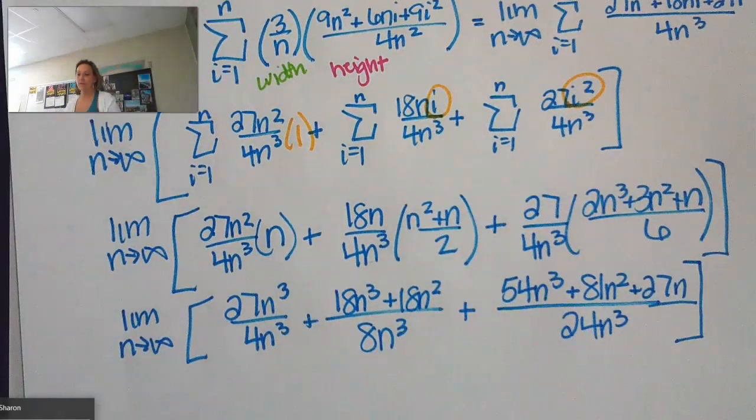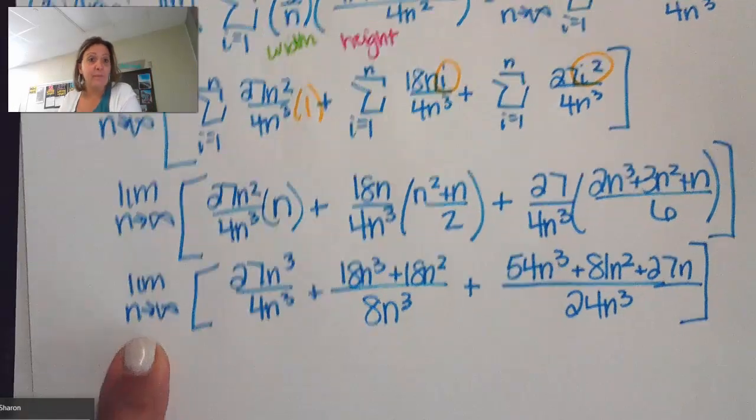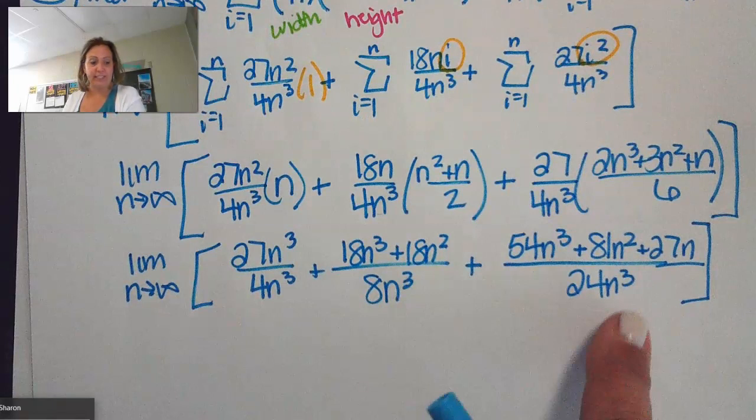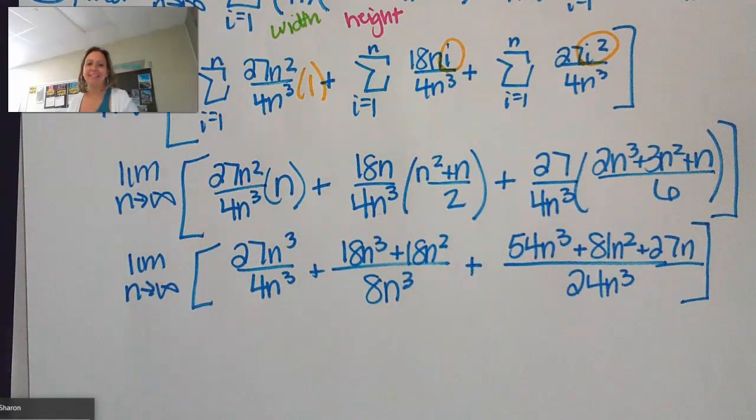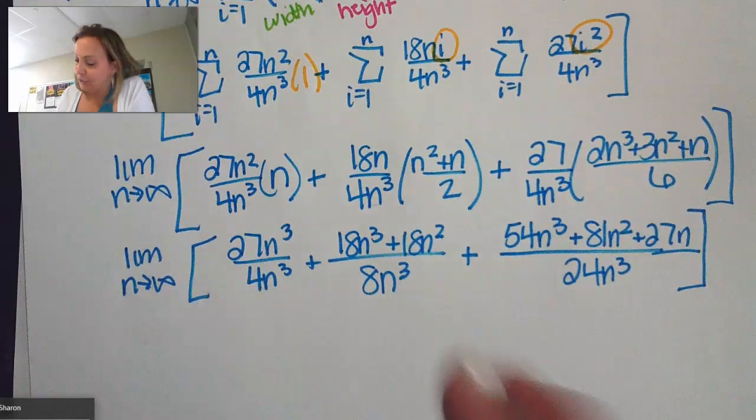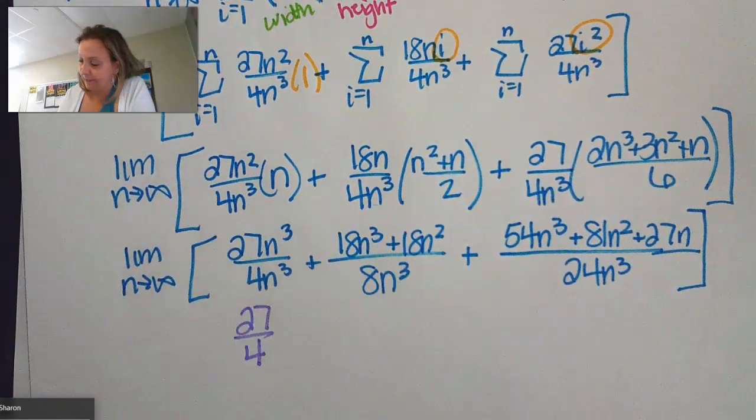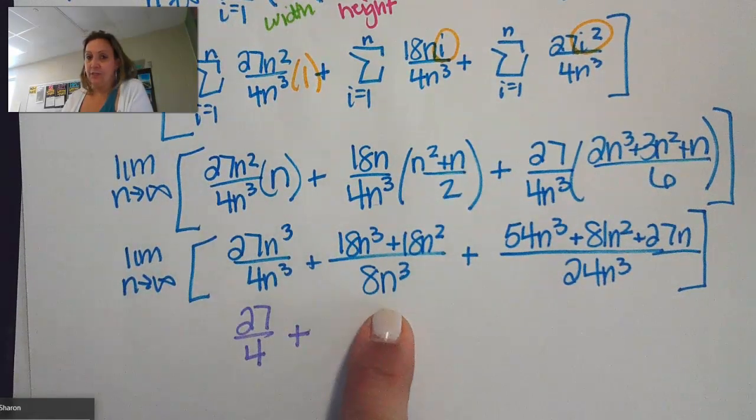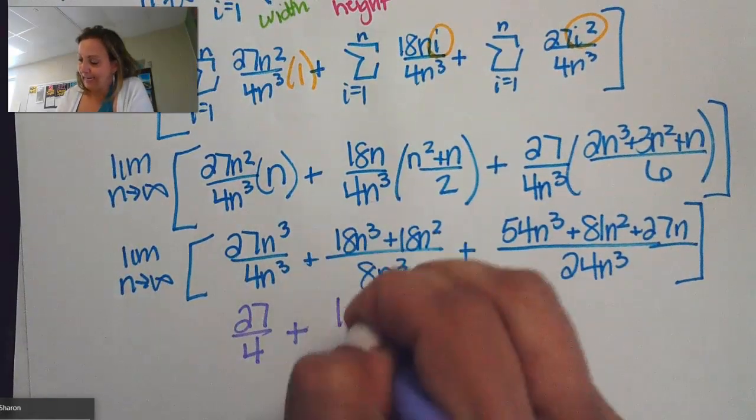Okay? So, I know that I could make a common denominator, but I'm going to know that I can actually take, using the properties of limits, the limit of each of these and add them up, right? And then worry about the denominators later. So let's do that, you guys. Let's take the limit of each of these. Let's take the limit as n goes to infinity of this piece. Notice the degrees match. So this part is just going to be 27/4. We take the limit of this term, the degrees match, so this would be 18/8.